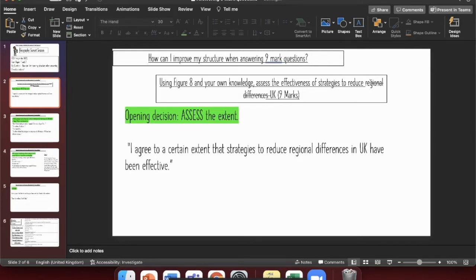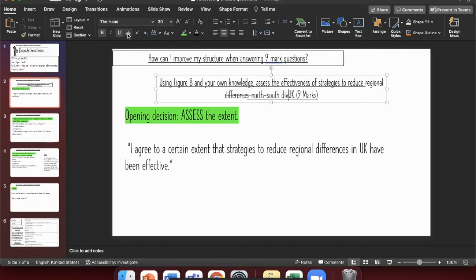Now, you can see that I've crossed out this idea of regional differences because that doesn't really make a huge amount of sense. But what I do know is that what they mean by that is the north-south divide that exists in the UK. So I'm just going to cross out that part of the question and write in something that makes a little bit more sense to me. So the question now reads, using figure 8 and your knowledge, assess the effectiveness of strategies to reduce the north-south divide in the UK. And I need to make an opening decision on how effective they are.